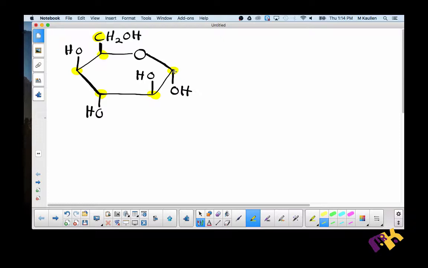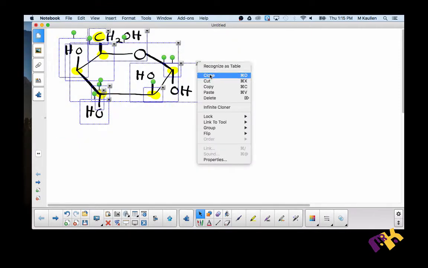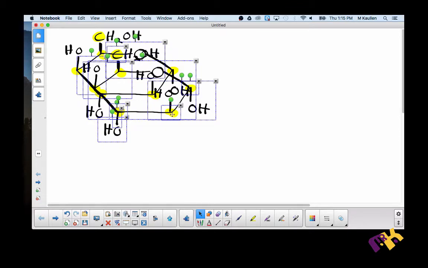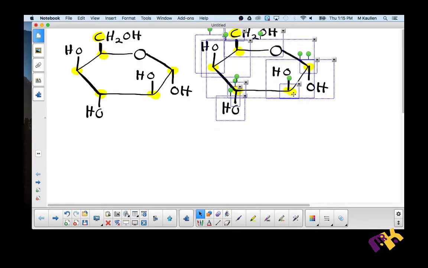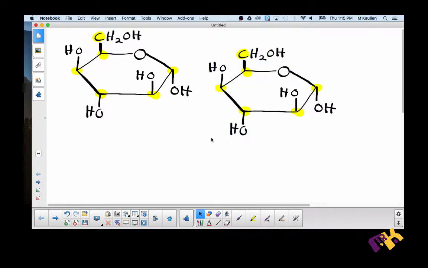We simply need to draw another glucose molecule to show how these guys will get put together. So I'm going to cheat and grab all this and clone it out. And we'll set it up like this. All right, so we have 2 glucose molecules.